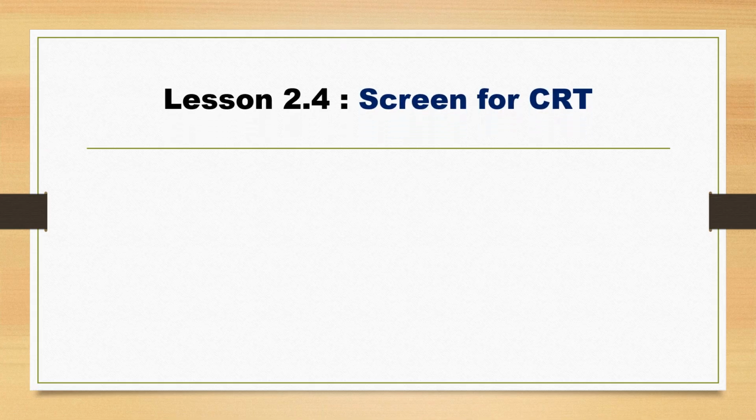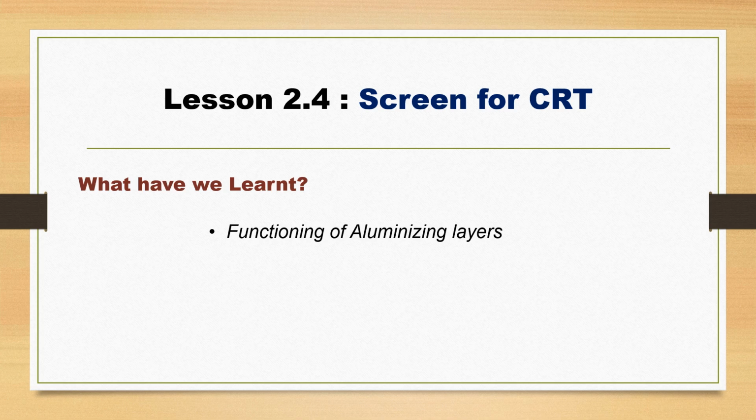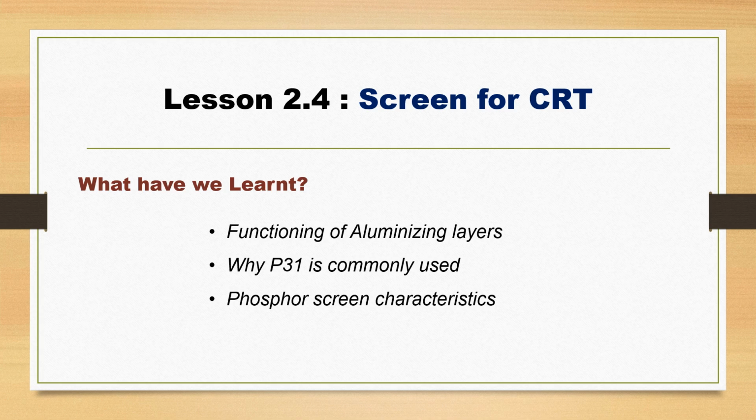From this Lesson 2.4, Screen for Cathode Ray Tube, what have we learned? Functioning of aluminizing layers, why P31 is commonly used, and phosphor screen characteristics.